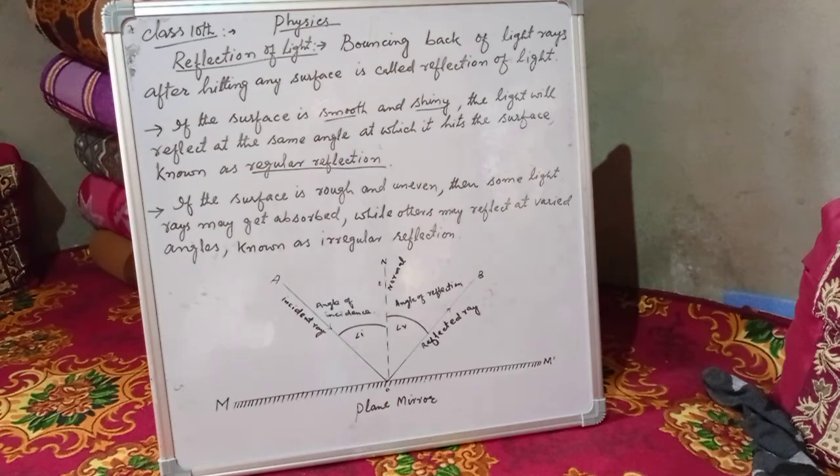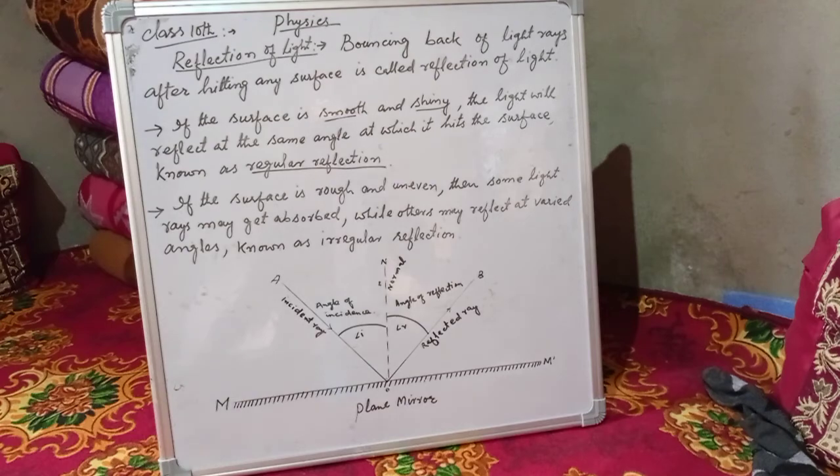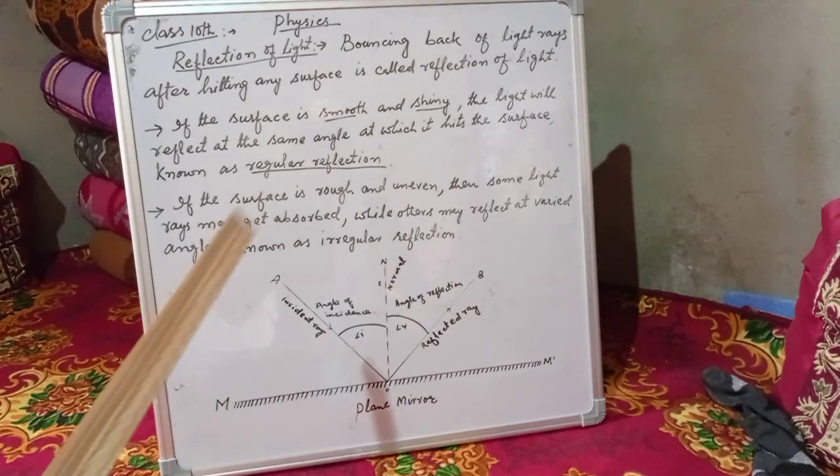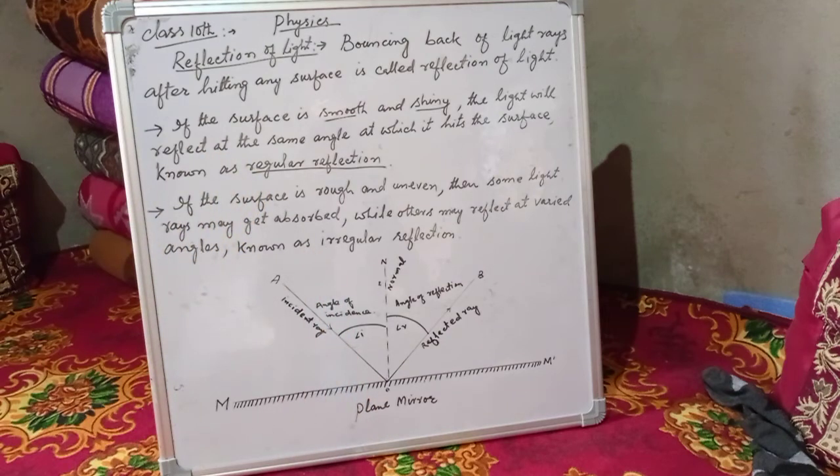Dear students, if the surface is smooth and shiny, the light will reflect at the same angle at which it hits the surface. This is termed as regular reflection. So regular reflection occurs if the surface on which the light strikes is smooth and shiny. The light rays will reflect at the same angle at which they hit the surface. Such type of reflection is termed as regular reflection.